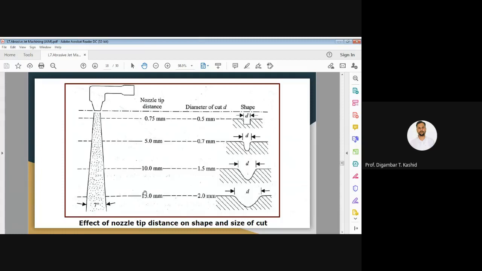And after this, we will discuss the effect of certain process parameters on the performance of the AJM. In that, we will start with the process parameter like abrasive flow rate.